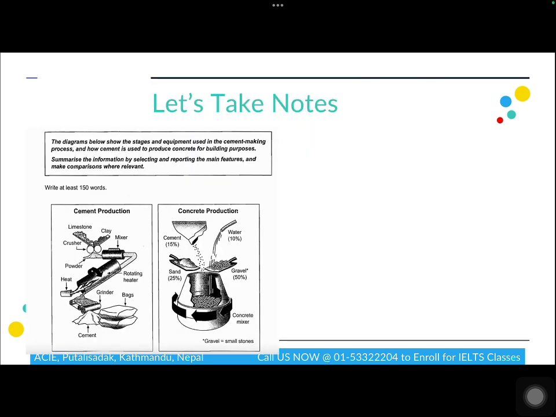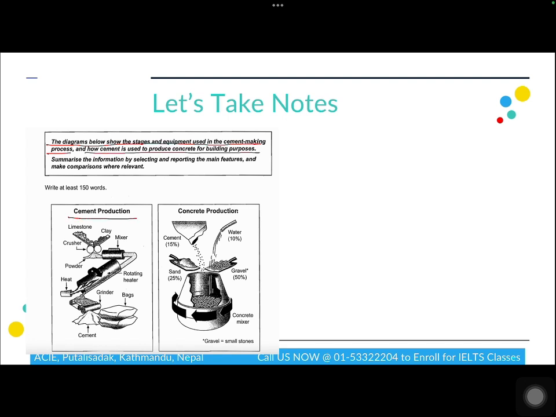Now, in this case as well, the first thing that we are going to do is try to read the question and understand what is happening in the figure, along with finding any comparison points between these two figures that have been given here. So let us read the question first. The diagrams below show the stages and equipment used in the cement making process and how cement is used to produce concrete for building purposes.